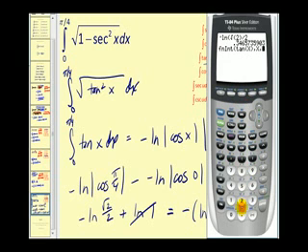So 0 comma pi divided by 4. Now you want to make sure you're in radian mode. I've already checked that. And you can see it matches nicely.